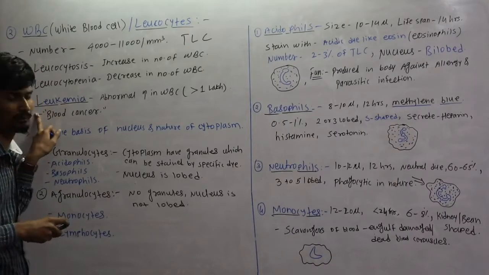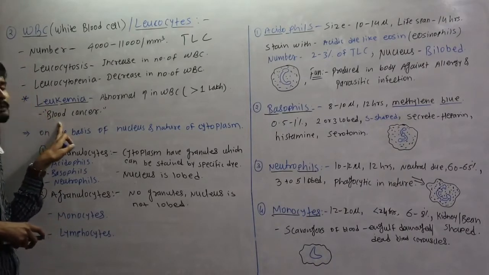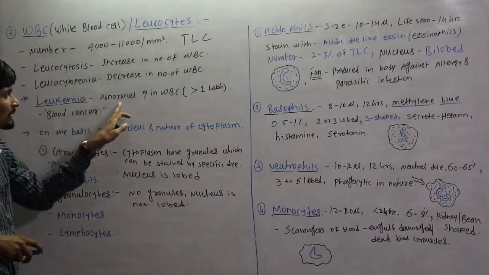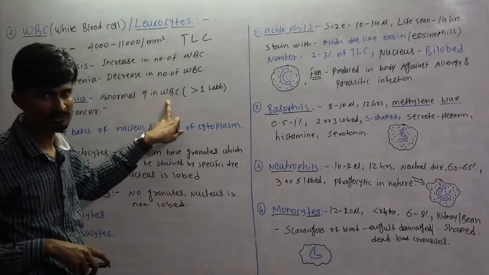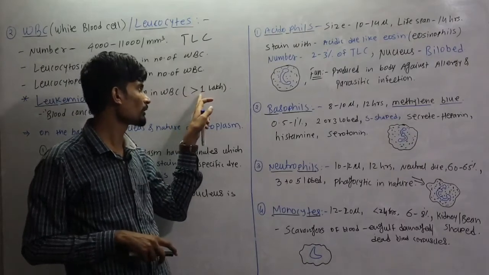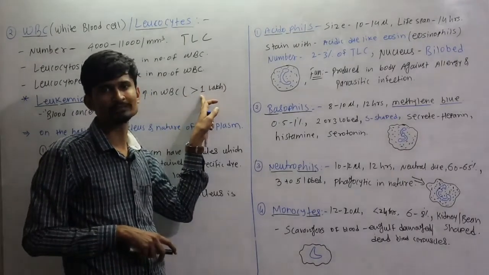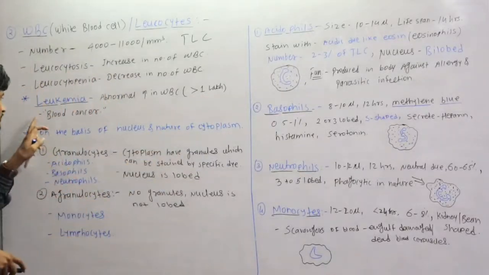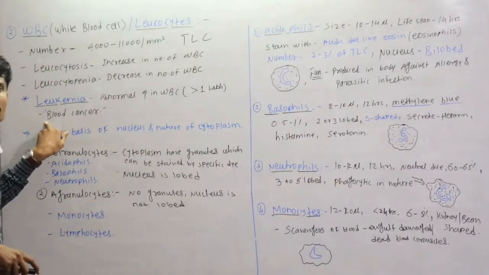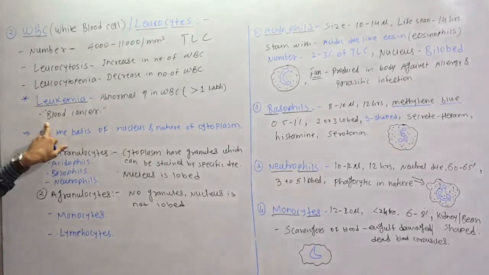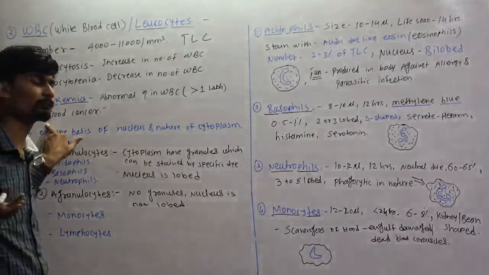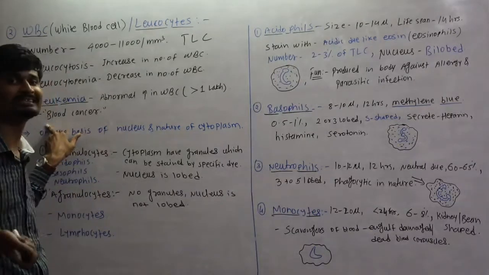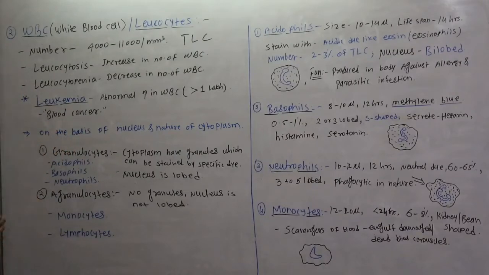Then leukemia. What is leukemia? Leukemia is a blood cancer. It means abnormal increase in number of WBC. So in leukemia, the number of WBC becomes more than 1 lakh per cubic mm of the blood. So that condition is called as blood cancer. In blood cancer, there is an abnormal increase in number of WBC.